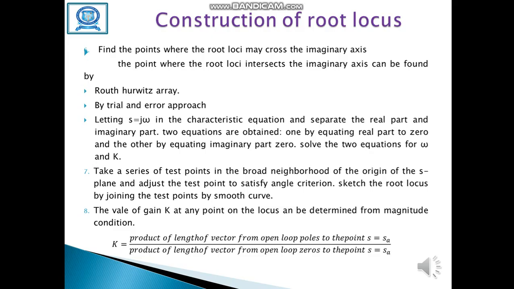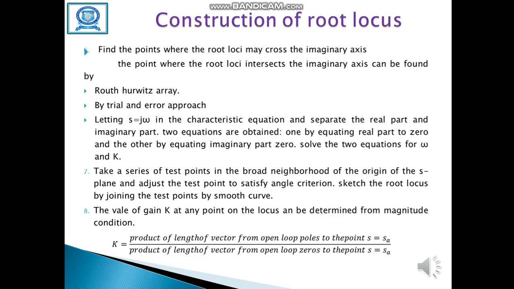Next, find the points where the root locus may cross the imaginary axis. The points where the root locus intersects the imaginary axis can be found by the Routh array or by a trial and error approach. Let s = j omega in the characteristic equation and separate the real part and imaginary part. Two equations are obtained, one by equating the real part to 0 and the other by equating the imaginary part to 0. Solve the two equations and omega and K can be found.